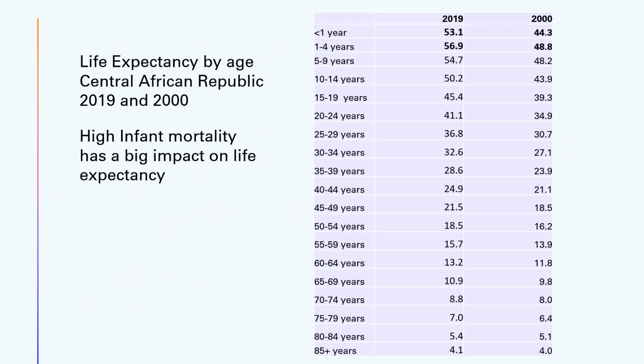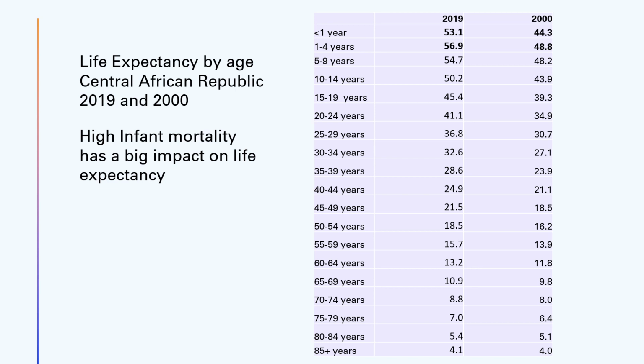So just to give you a quick example of looking at different life expectancies at different ages, on this slide I'm showing you the life tables calculated for the Central African Republic for 2 years, 2019 and 2000. In the first column we have the years. Now, this is an abridged life table. You can find out more about the difference between abridged and unabridged life tables in the video on calculating a life table, but it's basically giving you the life table for 5-year age groups.